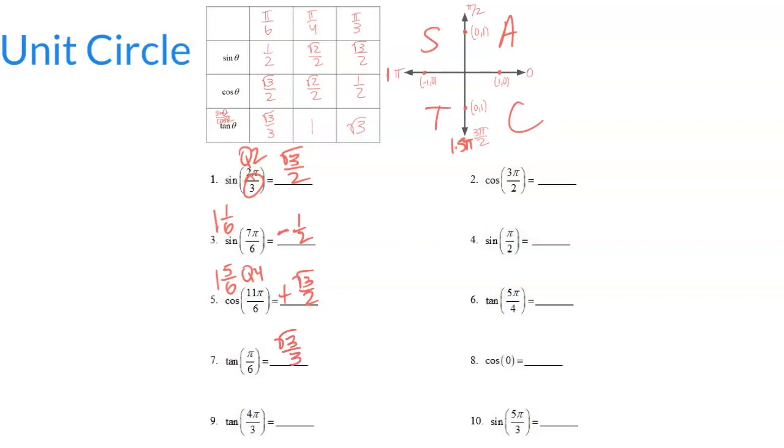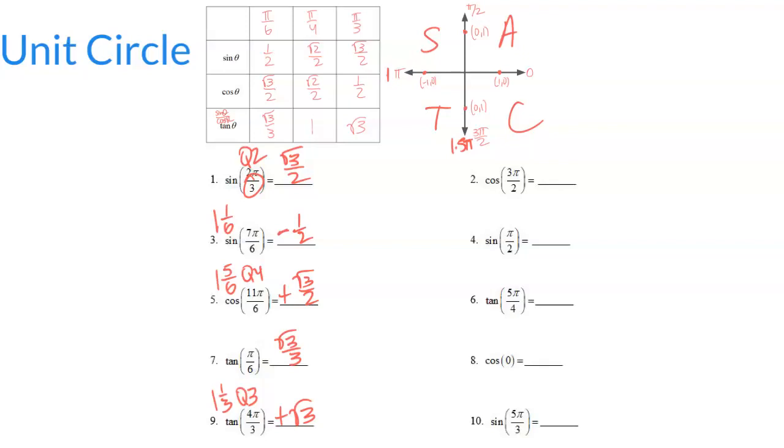For tangent of 4 pi over 3, 4 over 3 is the same as 1 and 1/3, which is going to put you into quadrant 3. We know that tangent in quadrant 3 is positive, and the reference angle is pi over 3. And the tangent of pi over 3 is the square root of 3. And so the answer here will be positive square root of 3.